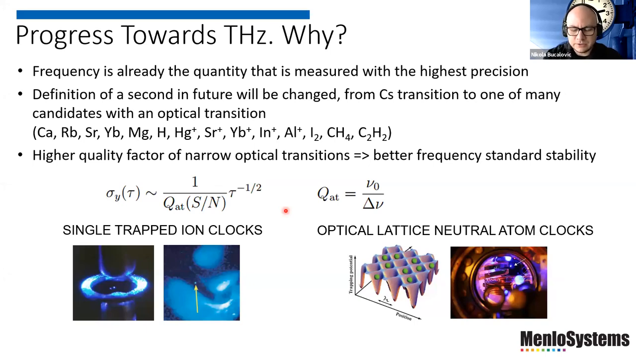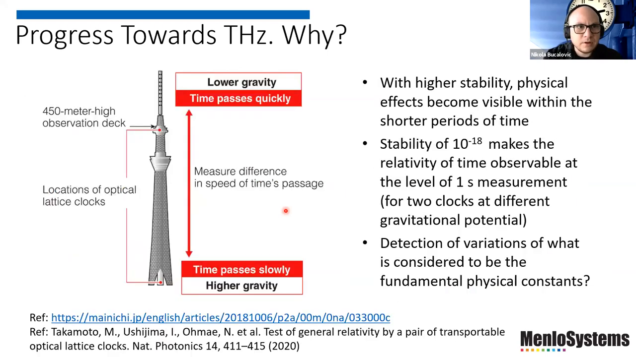Terahertzes are not detectable with the ordinary detectors. So some of the applications, of course, I wanted to share an interesting application of the terahertz and optical atomic clocks: if you go to a certain super high level of stability, you are able to see, for example, the effects of the theory of relativity at a much shorter time scale.